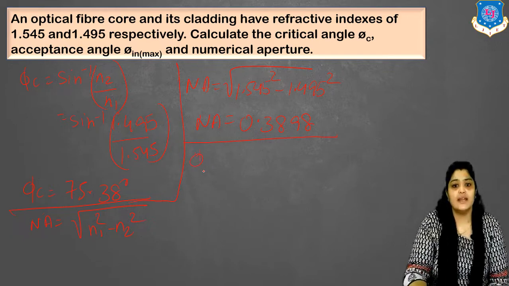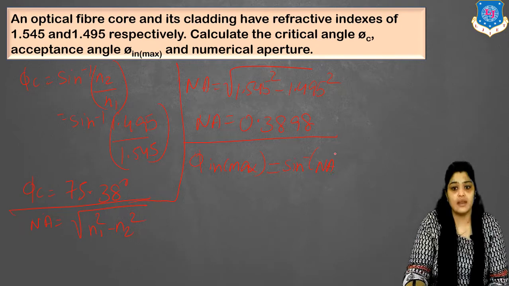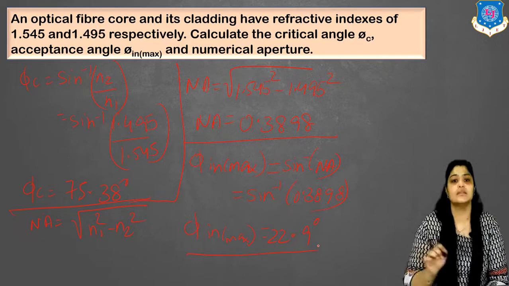Now next we write phi in max. What is phi in max? It is the acceptance angle. So phi in max is equal to sine inverse of NA, that is equal to sine inverse of 0.3898. So we get the value of phi in max as 22.9 degrees.